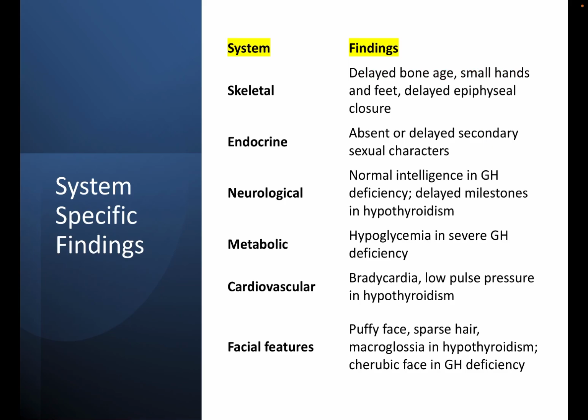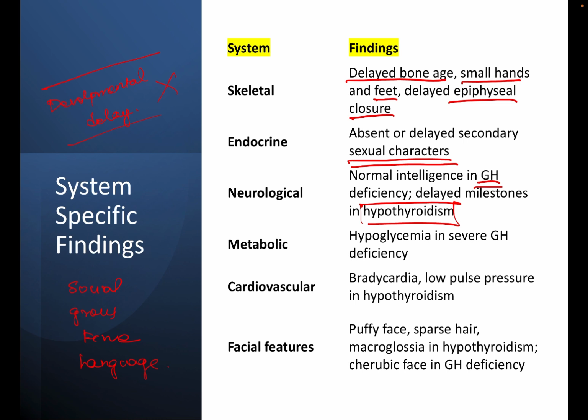Now, coming to system specific findings. In the skeleton there will be delayed bone age, small hands and feet, delayed epiphyseal closure, and absent or delayed secondary sexual characters. Normal intelligence will be present in growth hormone deficiency, but in case of congenital hypothyroidism, there will be delayed milestones. There will be no developmental delay. So the child will have normal social, gross motor, fine motor, and language development throughout childhood in case of dwarfism.